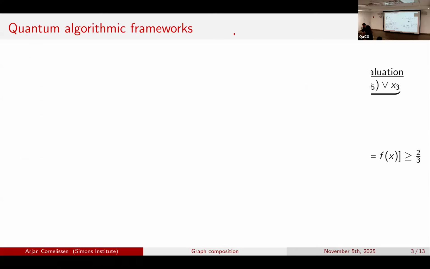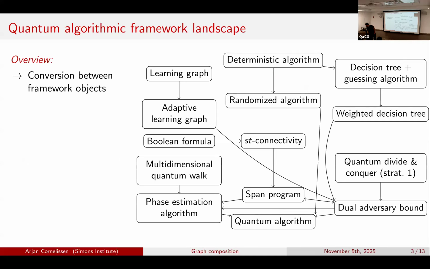Okay. Right. So these are algorithm frameworks. And so what I wanted to do at the start of this project was to get an overview of all the different frameworks that are out there. So how do all the different frameworks that are available in the literature relate to one another? And so the first thing that I did is I tried to make some kind of overview of the different frameworks that are out there. So all of these boxes here represent different algorithm frameworks that you can find in the literature.